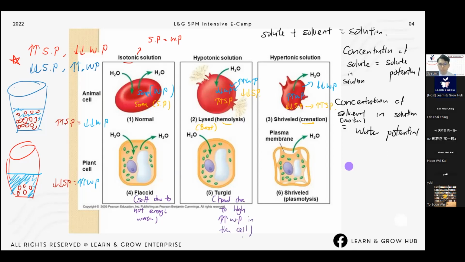Okay, and for the last one, this one is so severe. We say it's plasmolysis. It means that all the water is lost. Here is the empty space. So this one means the water is lost to the surrounding.